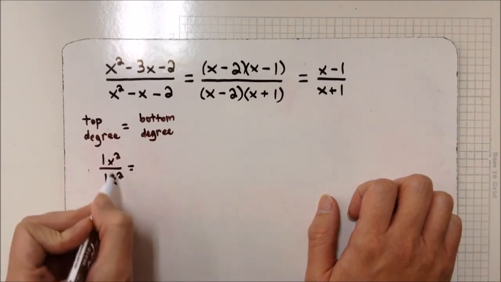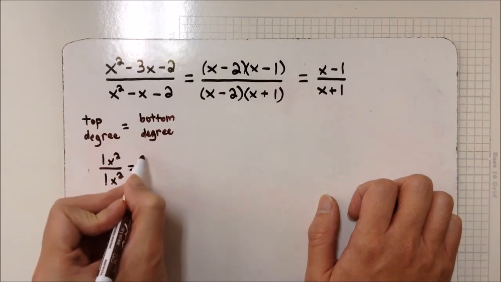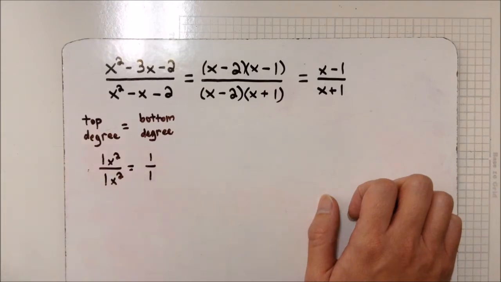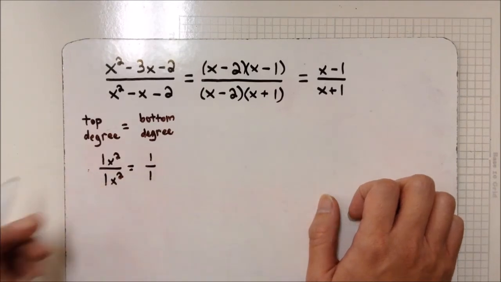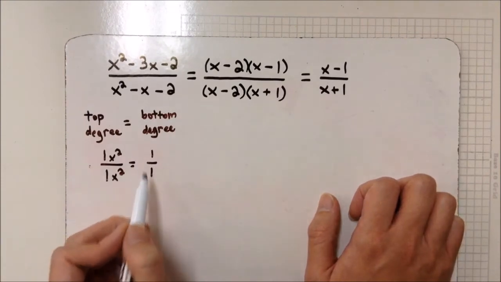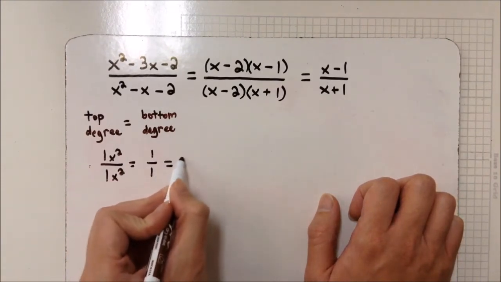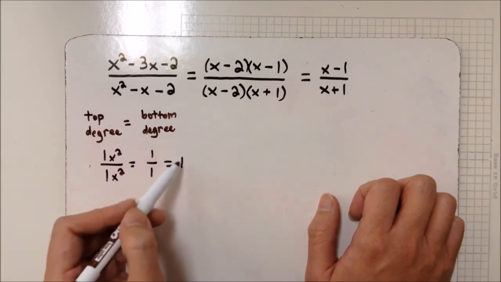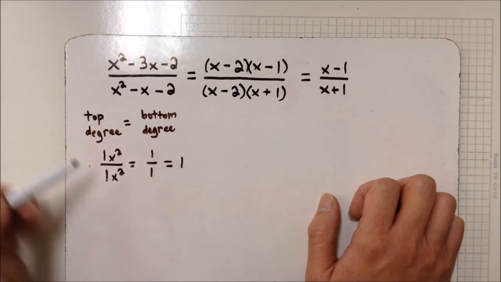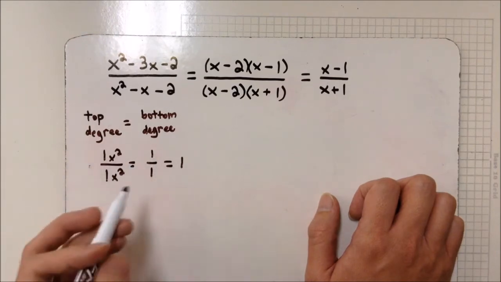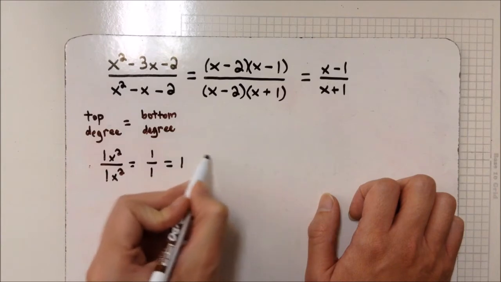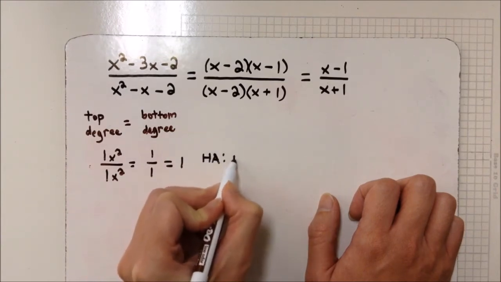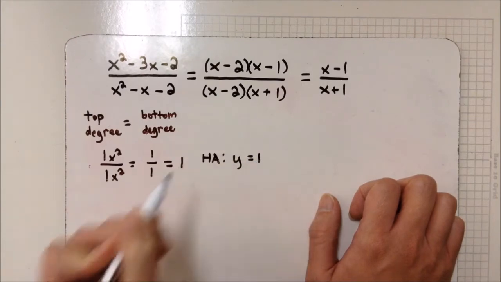Now since they're the same variable, same exponents, we can drop them or divide them, and we're left with 1 over 1. So again, we're just only going to focus on the coefficients, just the numbers. So 1 divided by 1 is just 1. If this was like 1 over 5, then this would have been 1/5. So you just simply divide the coefficient. That's all you're doing. So our horizontal asymptote is y equal 1. That's it.